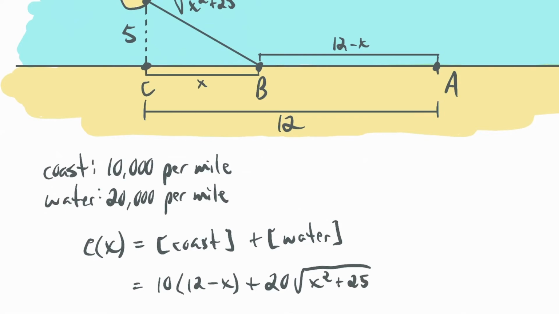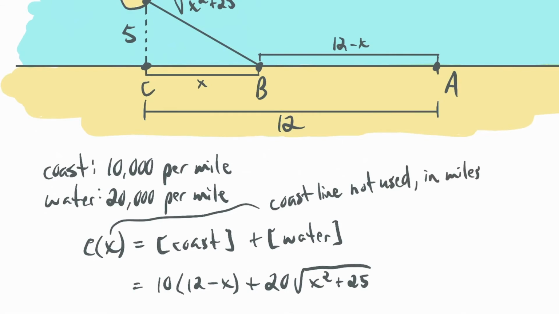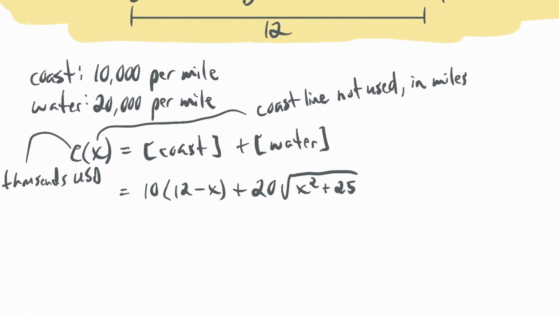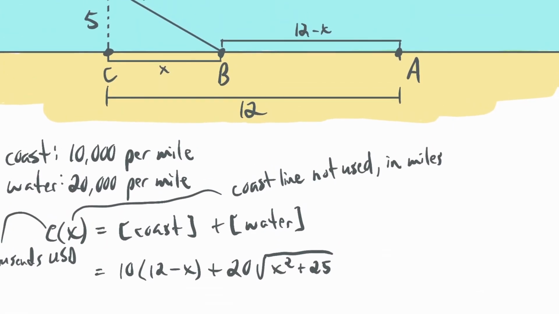So this function describes the total cost. X is the coastline not used in miles. And then C of x, let's say this is thousands of USD. Okay. So now we can forget all about that and just solve this, right? Just find the minimum. Well, let's think about the domain a little bit.